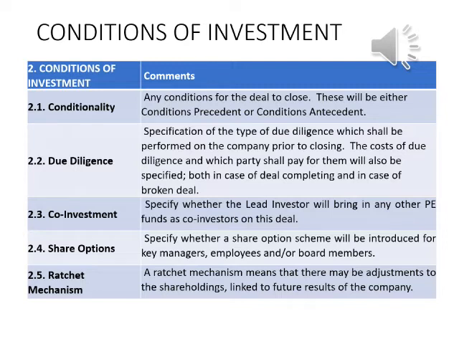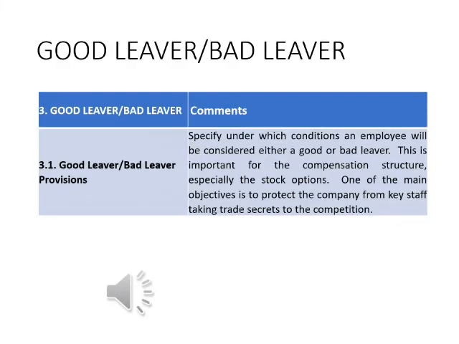2.3 Co-investment. Specify whether the lead investor will bring in any other private equity funds as co-investors on this deal. 2.4 Share options. Specify whether a share option scheme will be introduced for key managers, employees and/or board members. 2.5 Ratchet mechanism. A ratchet mechanism means that there may be adjustments to the shareholdings linked to the future results of the company.